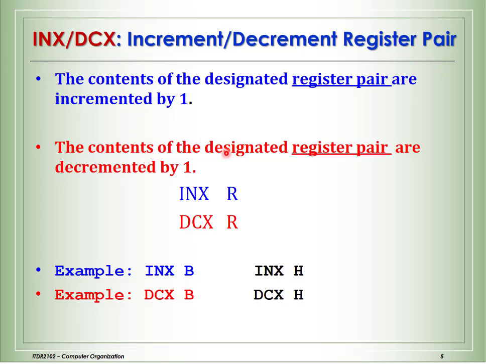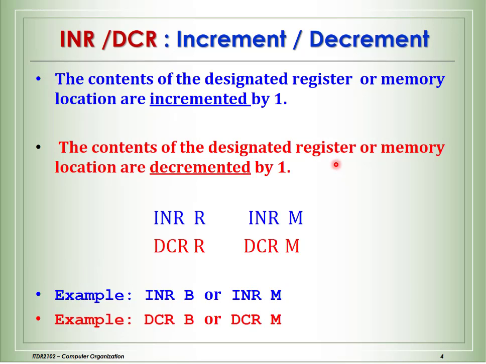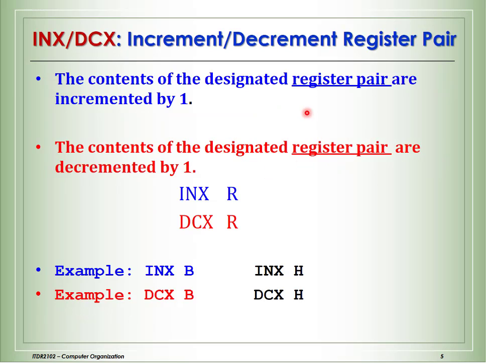Now there is another pair of instructions, INX and DCX. The only difference between these instructions and the previous ones is that INX and DCX are used for register pairs. So here you are not using these two instructions for a memory location, only for the register pair, which is a 16-bit address. These are the examples.